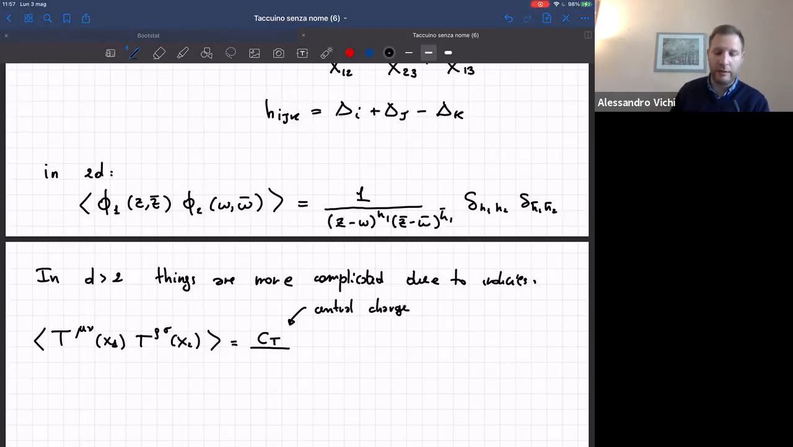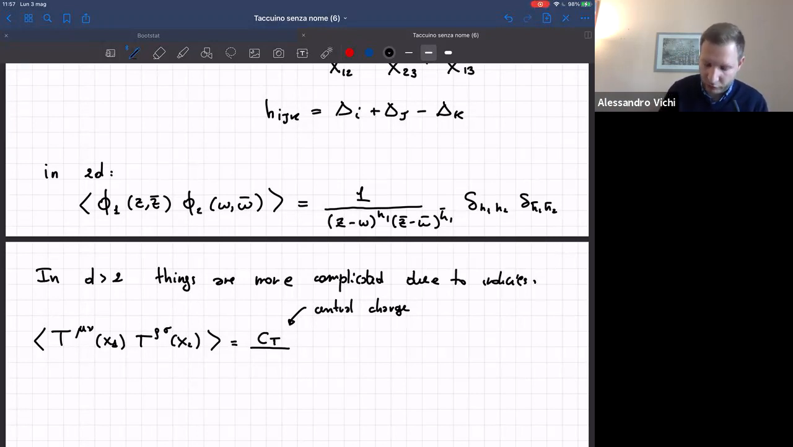Notice that in dimension larger than 2, this is the only place where the central charge appears. Okay, it does not appear in an algebra. Or, it appears also in other places. You can define it, for instance, as an anomaly. But if you look at the algebra, it does not appear. You cannot spot the central charge by looking at the algebra. You have to look at correlation functions.